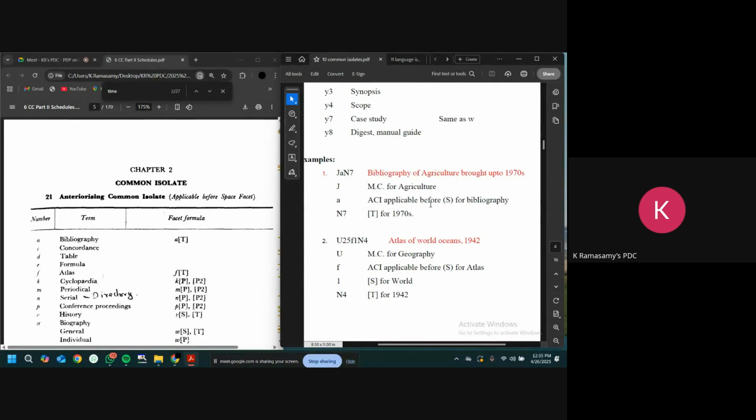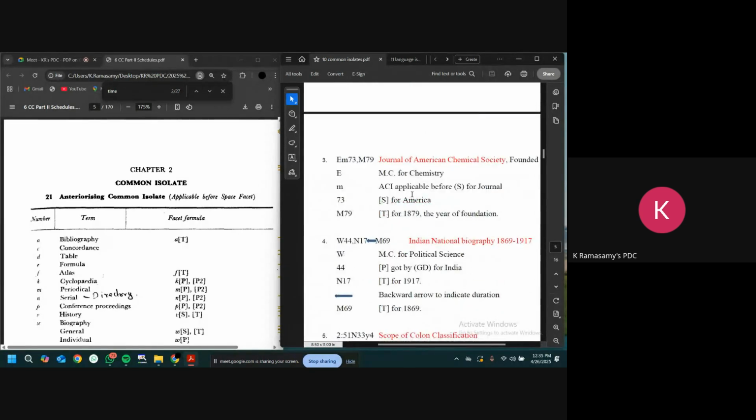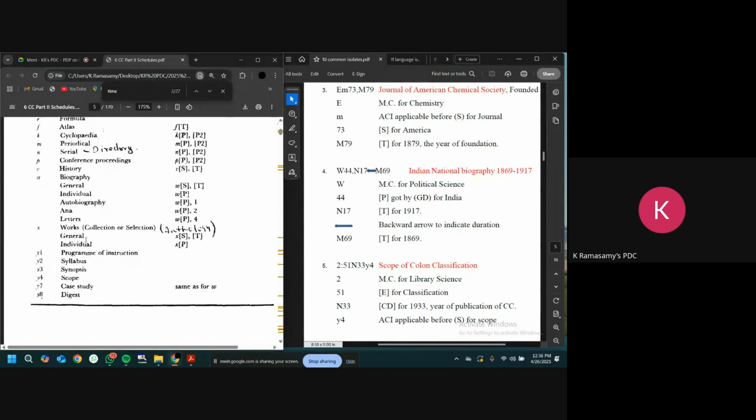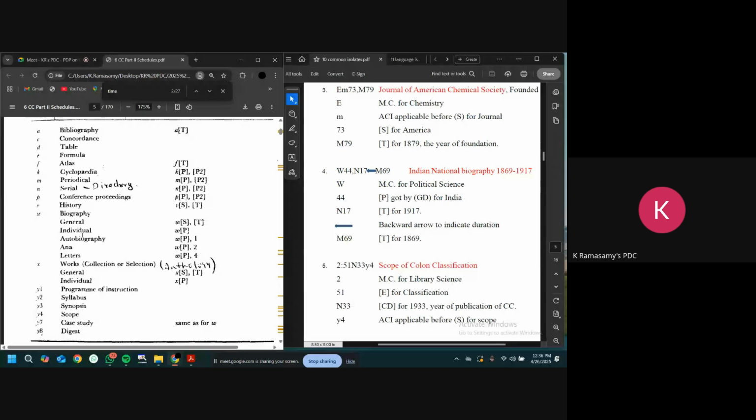And secondly, I'll give another example. See, Indian National Bibliography from 1869 to 1917. The political science is the main class. This is India. And biography. What is the number for biography? Please check individual. Biographies, W. So W is missing here. You should add a W here.